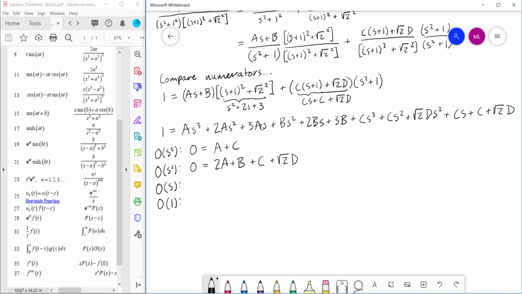Then we'll look at the order s terms, so all of the s to the first power terms. We have this one. So again, on the left we have 0. On the right we have 3a plus 2b, plus c. Okay? And for the very last ones, the constants, on the left we have 1. There's our constant. And on the right we have 3b, plus c plus root 2d.